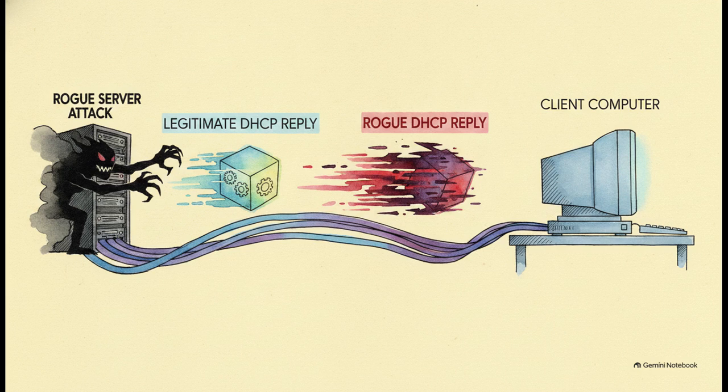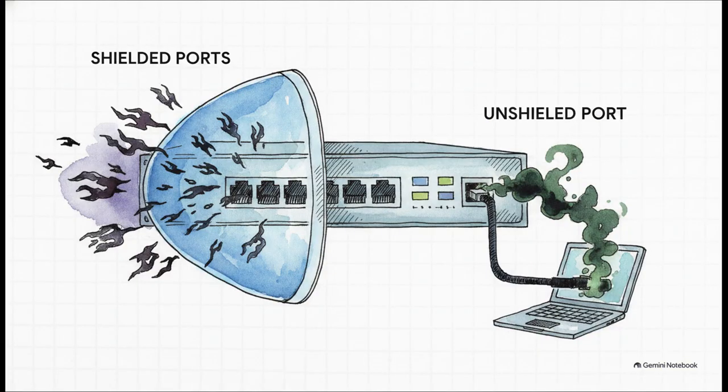That makes it incredibly trivial for an attacker to just race your legitimate server and feed poisoned configurations to your clients before you even know what happened. The fix here is DHCPv6 Shield. You enable this on your switches to make sure server responses are restricted to trusted ports only.